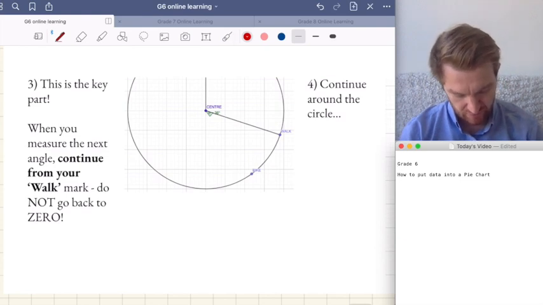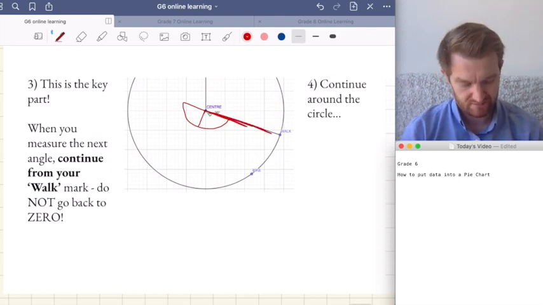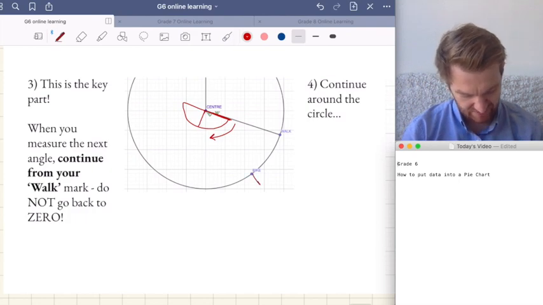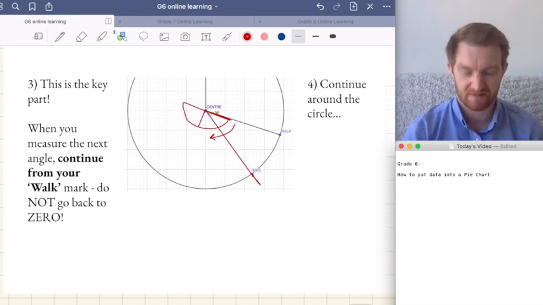But it will go like this, okay? It goes so that 0 is on this line, okay? So 0 will be here, and we're going to go round this way. And you can see we're going to go 36 degrees around. We've made our little mark here, and then we would draw a nice straight line to make our second slice.